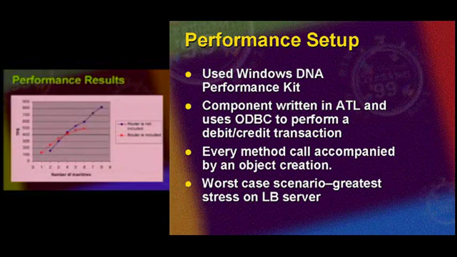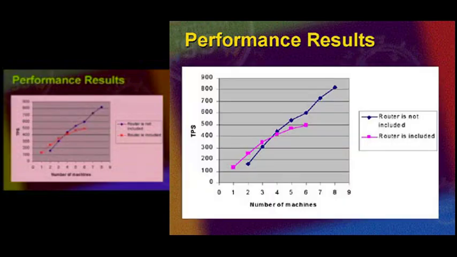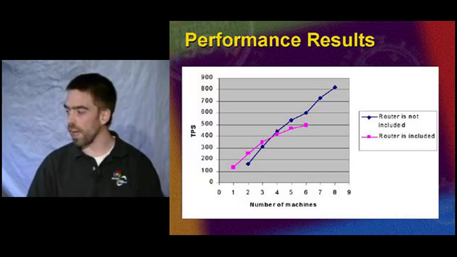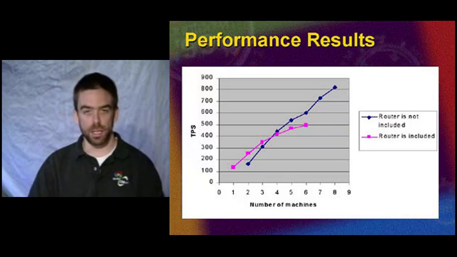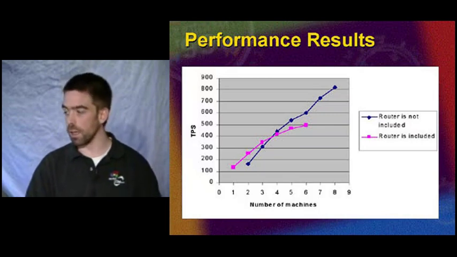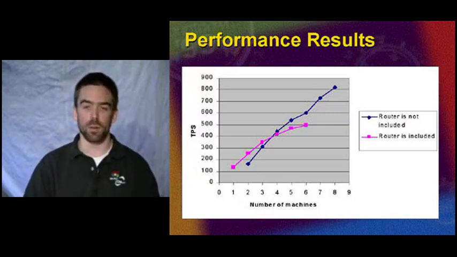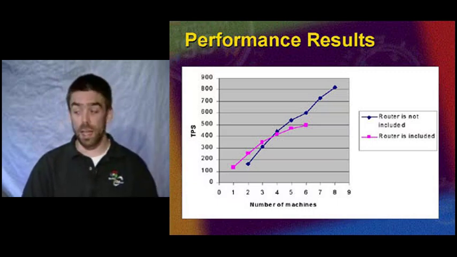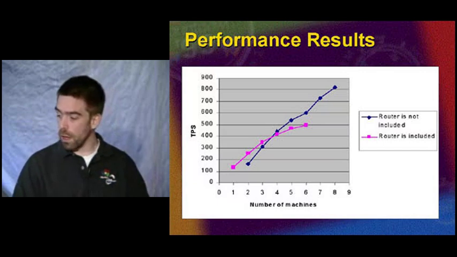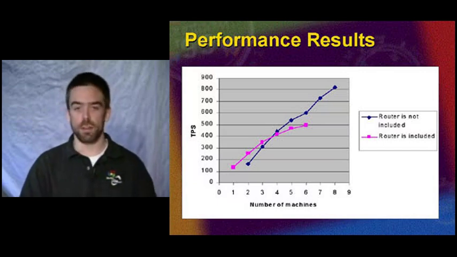And here are the results. As you can see, the dark line indicates the transactions per second where the router is not included as an application server. The lighter colored line indicates where the router is included as an application server. On the y-axis, you have the transactions per second. That is the number of debit-credit transactions that occurred in 1 second. On the x-axis, you have the number of machines.